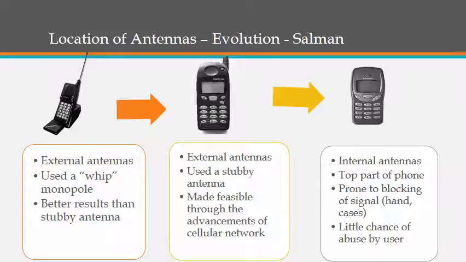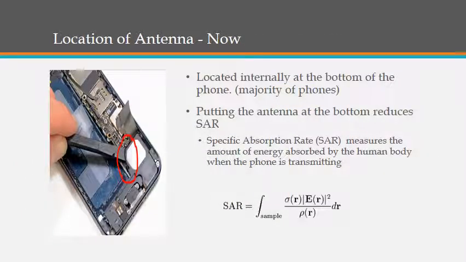The problem with this was that it was prone to blocking of signal by your hand or the case if you used it. But the advantage was that it had little chance of abuse by users. People like to play with the stubby antenna, or they used to whip the whip monopole around, and it always messed it up.